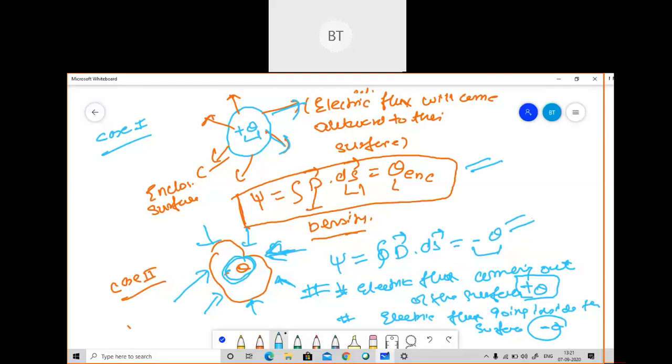Amisha has written something. D is a combination of E and epsilon naught. Yes, you can say that. D means density, whatever density you are getting. Amisha, D is a combination of E and epsilon naught. That will be density only.